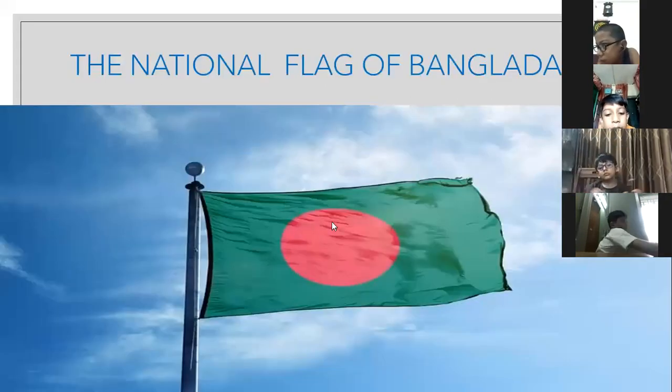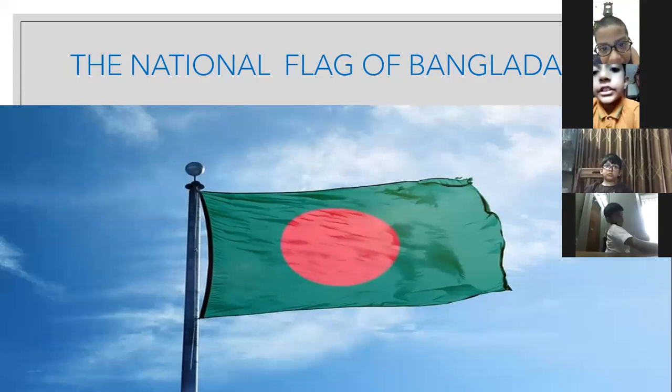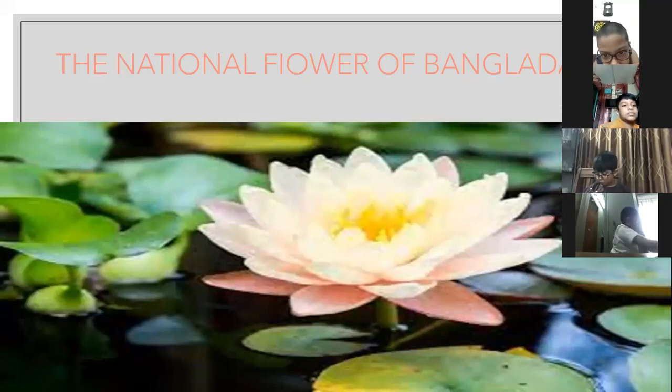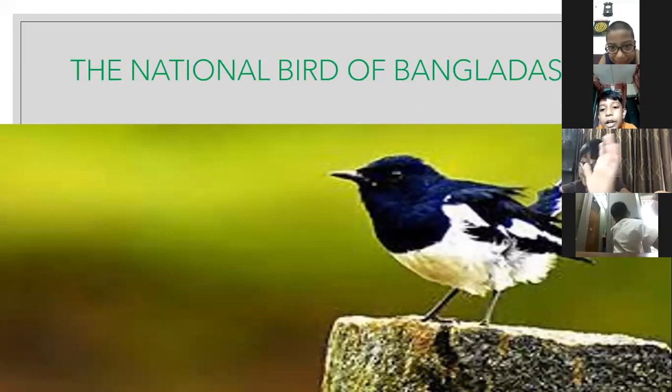How many colors in our national flag? There are two colors. These are red and green. What's the name of our national flower? Water lily. Very good. What's the name of our national bird? Magpie. Okay, thank you.